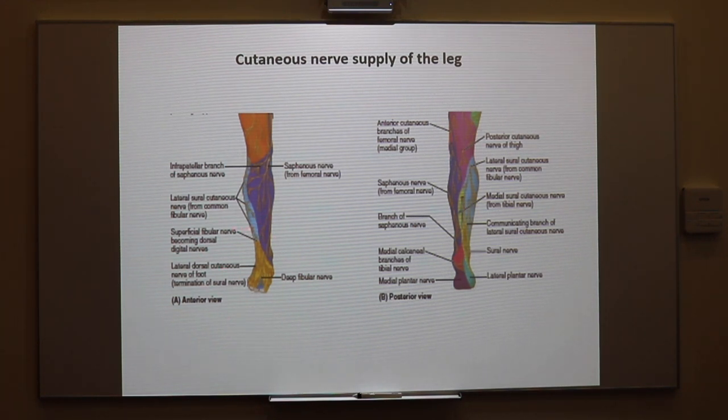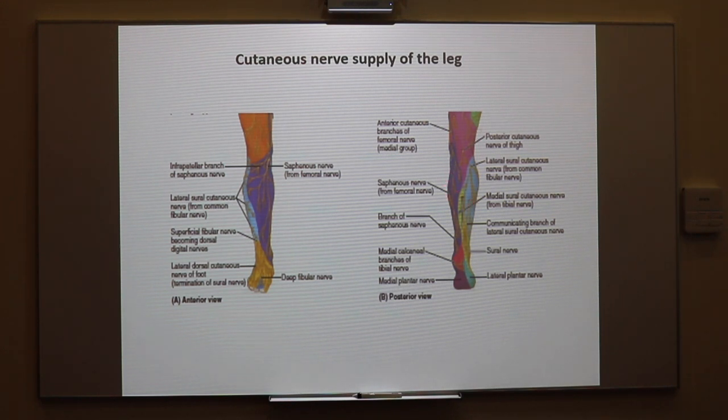Above that, the lateral 2/3 of the upper part of the leg is supplied by the lateral cutaneous nerve of calf and the sural communicating. The medial part of the anterior part of the leg is supplied by the saphenous nerve. So these are the cutaneous supply on the anterior aspect. If you look at the cutaneous supply at the posterior aspect, the lateral side, again it is supplied by the lateral sural cutaneous, which is a branch from the common fibular.